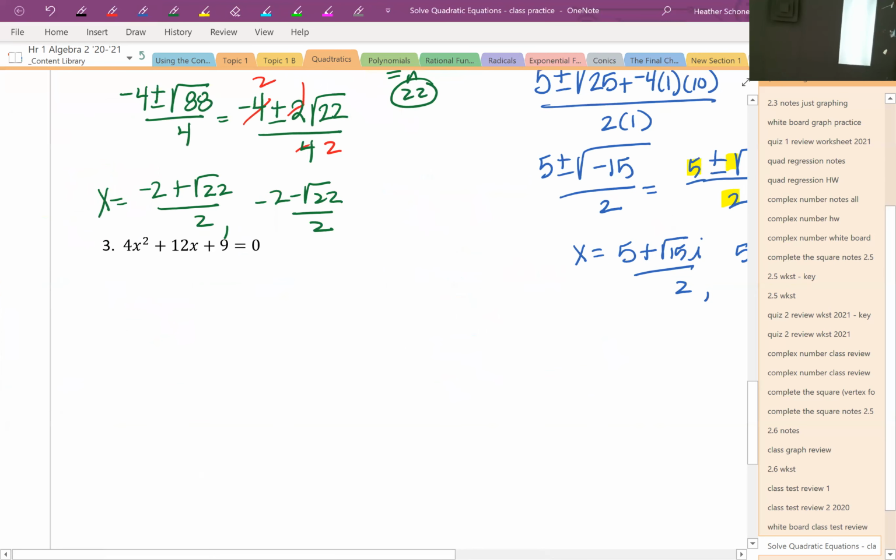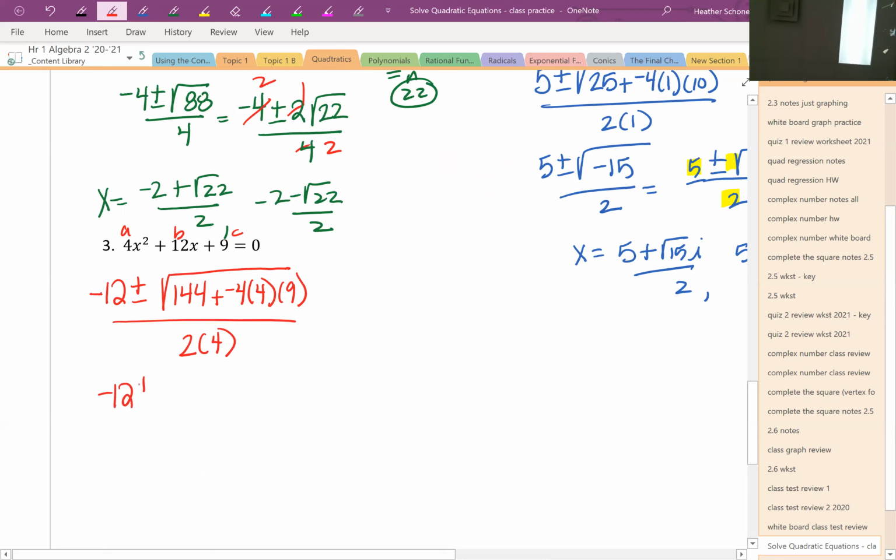All right, last one. So I'm going to plug this into the quadratic formula. So I get A, B, and C. So the opposite of B is -12 plus or minus the square root of B squared is 144 plus -4 times A, which is 4, times C, which is 9, all over 2 times A. So I get -12 plus or minus the square root of -4 times 4 is -16 times 9 is -144. So if I have positive 144 and negative 144, that gives me 0 all over 8.